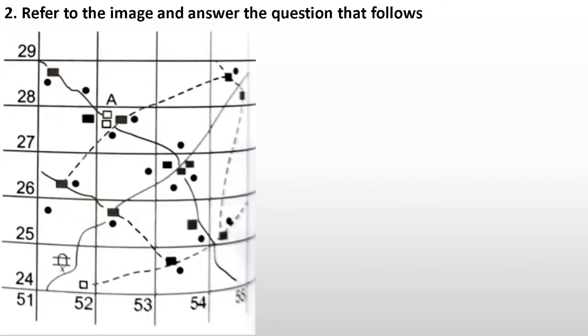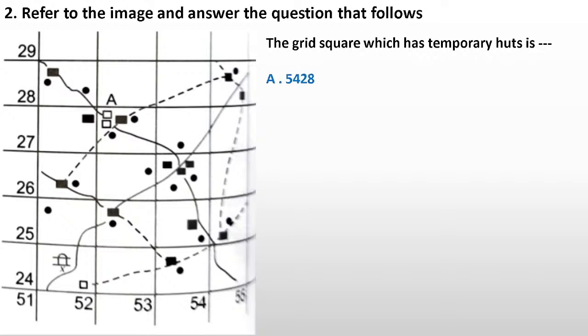Going to the next question, number 2. Refer to this image and answer the question that follows. So have a close look at the image so that you can answer it properly. And the question is, the grid square which has temporary huts is dash. A. 5428, B. 5227, C. 5128, D. 5324. So the grid square which has temporary huts is dash.